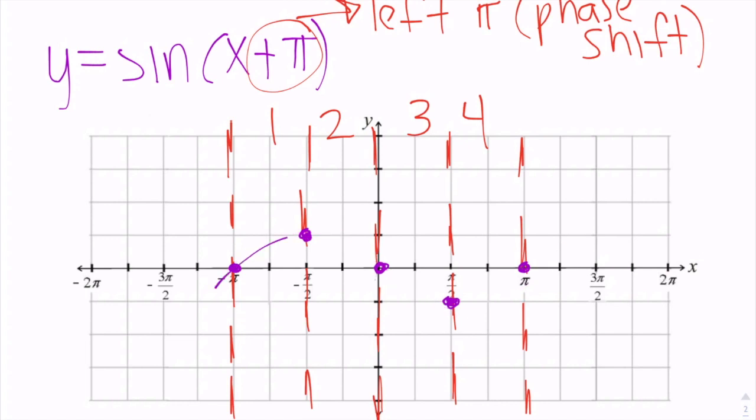That was not the best. There you go. And if I draw in our parent function really quick, you'll be able to see how everything is shifted over pi. Everything went left pi.